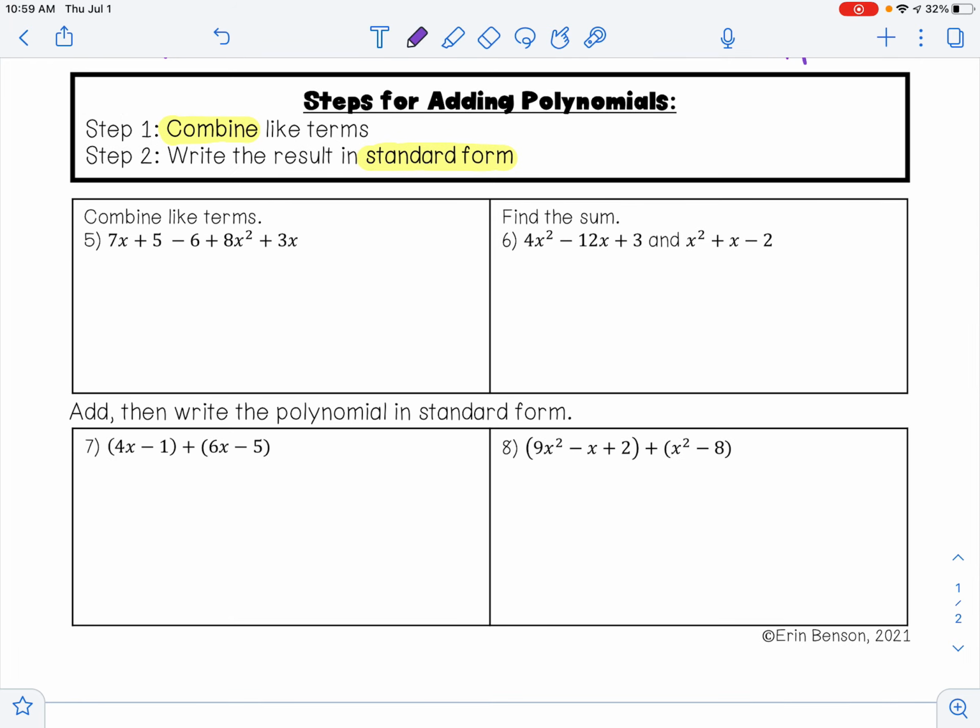For example 5, it says combine like terms. And we have 7x plus 5 minus 6 plus 8x squared plus 3x. So let's begin by identifying our like terms here. 7x has a like term with 3x. 7x plus 3x is 10x. When we combine like terms, we add the coefficients, but we keep the base and the exponents the same.